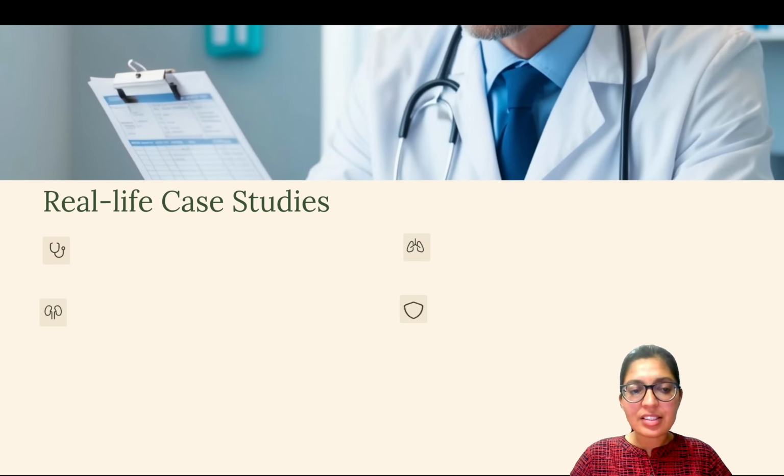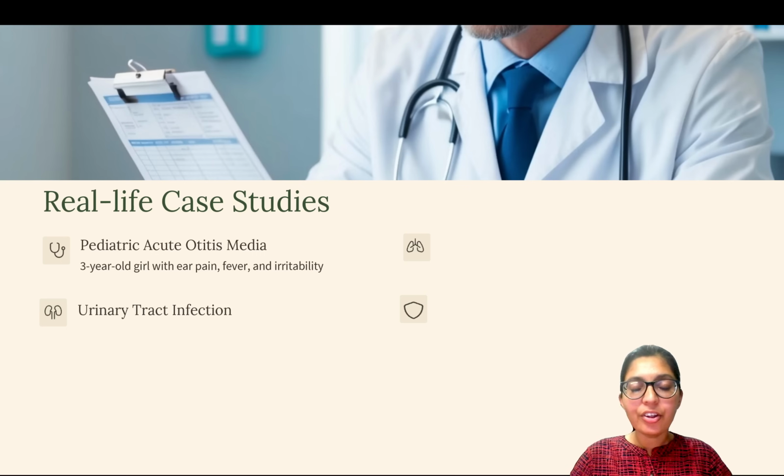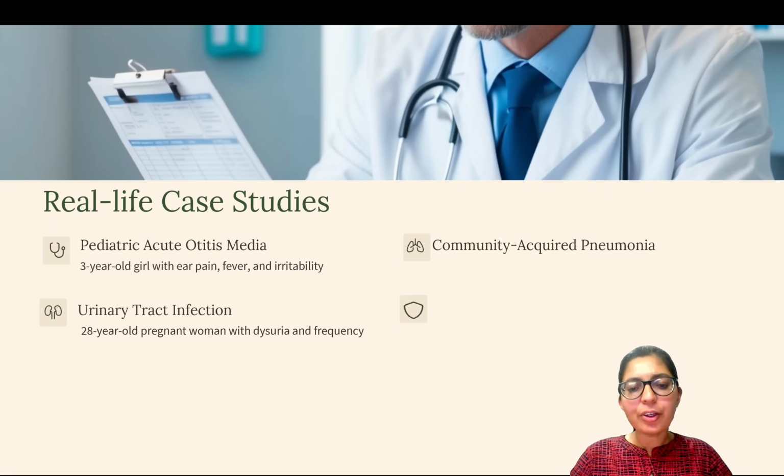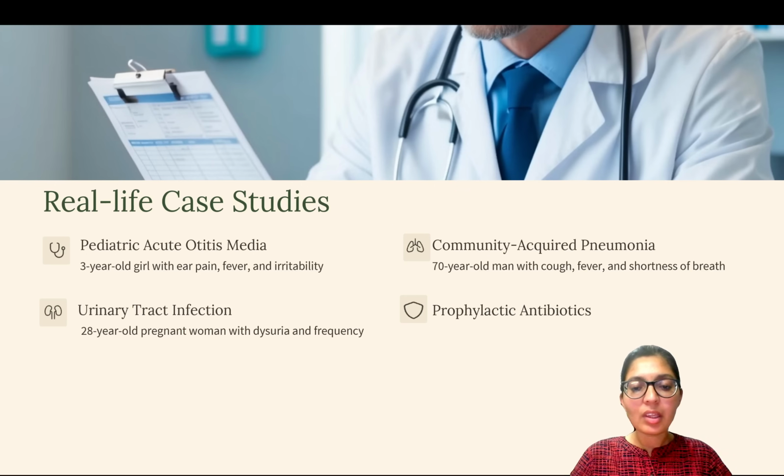Real life case studies. First one is pediatric acute otitis media. For example, a 3-year-old girl with ear pain, fever, irritability. We are going to discuss these cases in detail in the upcoming slides. UTI, urinary tract infection, a 28-year-old pregnant woman with dysuria and frequency. Community acquired pneumonia, a 70-year-old man with cough, fever and shortness of breath. Prophylactic antibiotics. 45-year-old man with acute myeloid lymphoma undergoing chemotherapy.